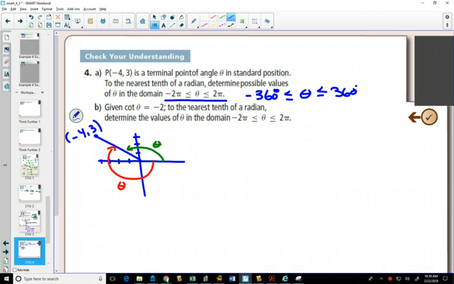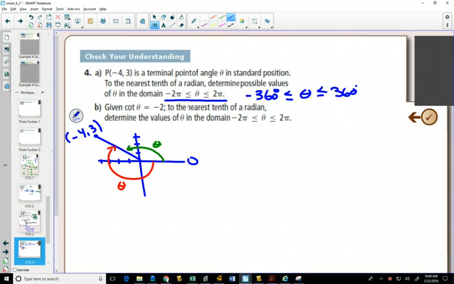And since we're looking from negative 2 pi to 2 pi, again, we're going to think starting at 0, that would be positive angles once around. From 0 to 2 pi is once around in the positive direction. And from 0 to negative 2 pi is once around in the negative direction. So those are our two answers, the green one and the red one.